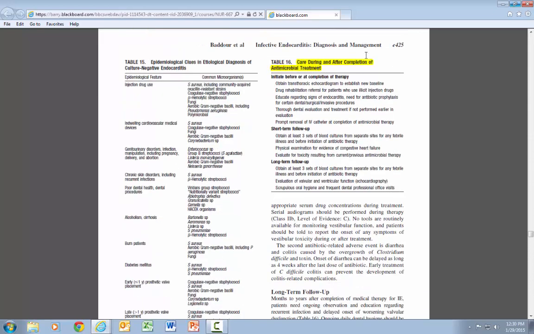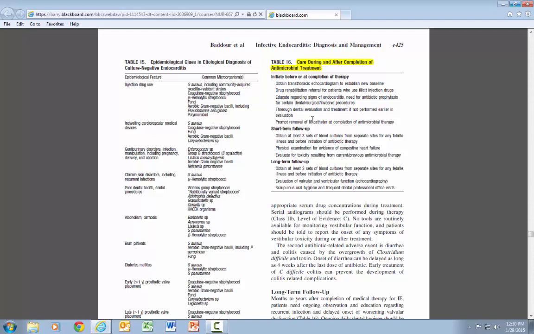So how do you care for the patient after the completion of antimicrobial therapy, which is also important? Obtain a transthoracic echocardiogram. You need to refer the patient in case of IV drug abuse to a rehabilitation center. Educate the patient for signs and symptoms of endocarditis because of high recurrence. Educate them about the need for dental procedures and how to have prophylaxis for that, and mention the need for prophylaxis to the dentist.